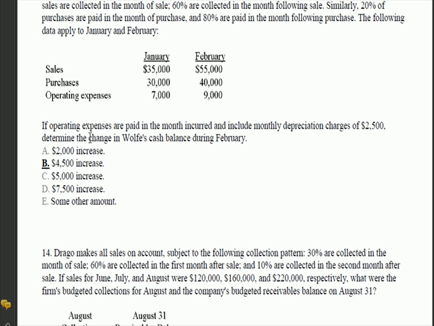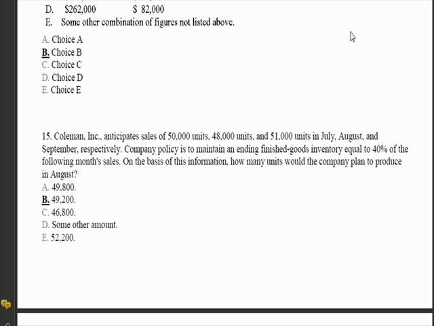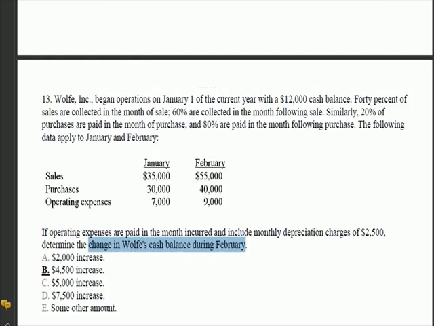Note the question at the very end. Determine the change in the cash balance during February. Now, an easy mistake to make is to compare January 1st, which is the beginning, to the end of February, but that's not what the question is asking. It's the change in cash balance just during the month of February. And it's very likely that you'll be given an answer choice that's January 1st to the end of February, which is incorrect. That's not what's being asked. So that question's a little more complicated.